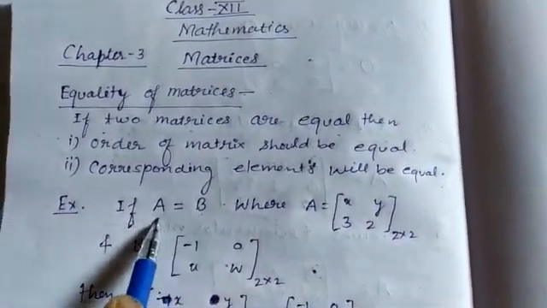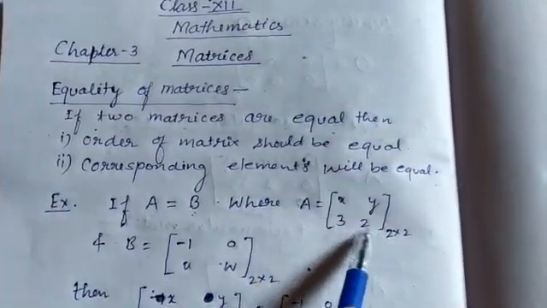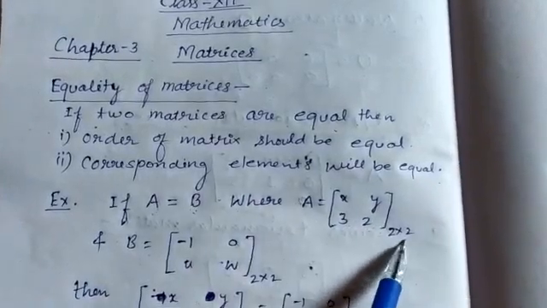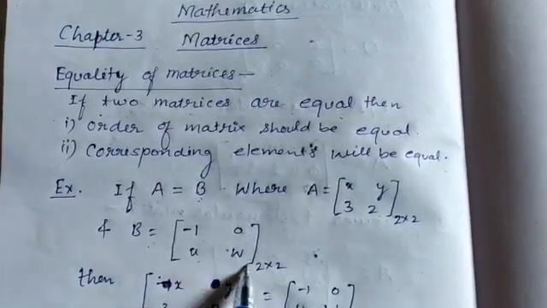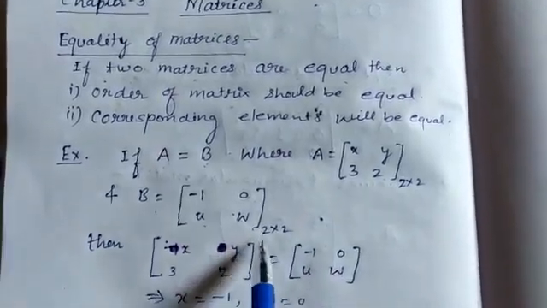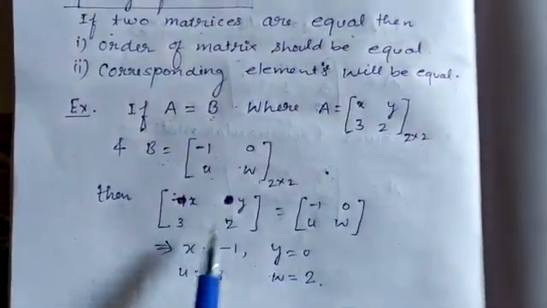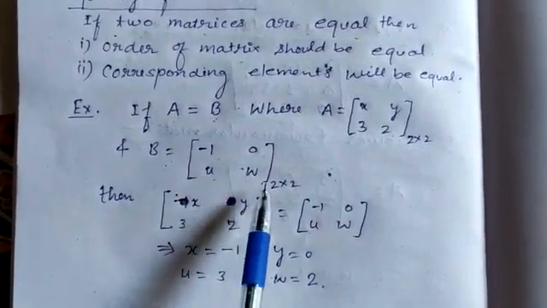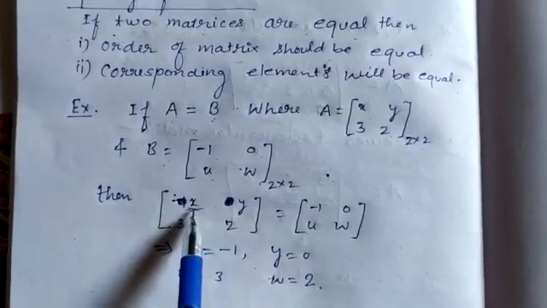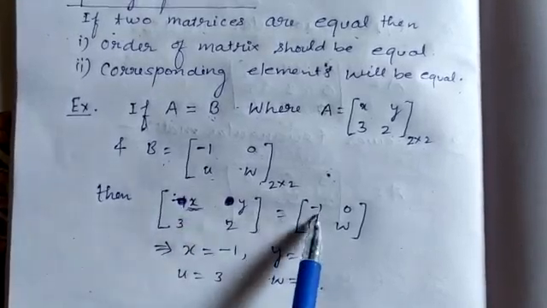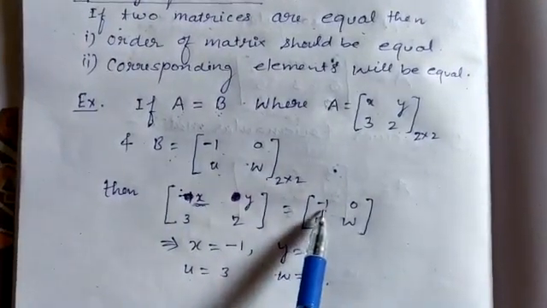There are two matrices A and B. Both are equal, where A is equal to [x y; 3 2] of order 2 cross 2, and another matrix is B, which is equal to [-1 0; u w], and the order of this matrix is also 2 by 2. If both matrices are equal, then the corresponding elements should be equal, meaning the x at the place of first row first column in the first matrix equals -1, which is at the place of first row first column in the second matrix.